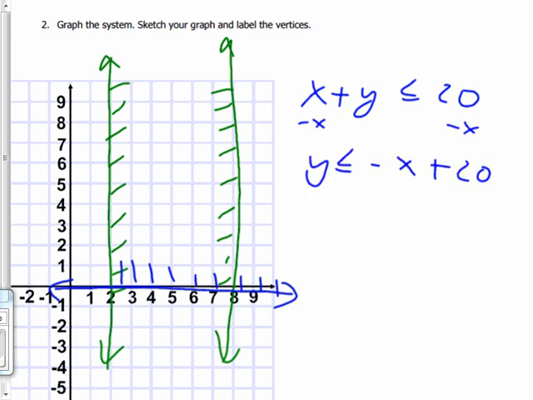Why did I put the negative X first? Because that's where the slope goes. I'm going to put it like that to remind me how my slope looks. My y-intercept is 20. Oh, man, that's way off my graph. That kind of sucks.